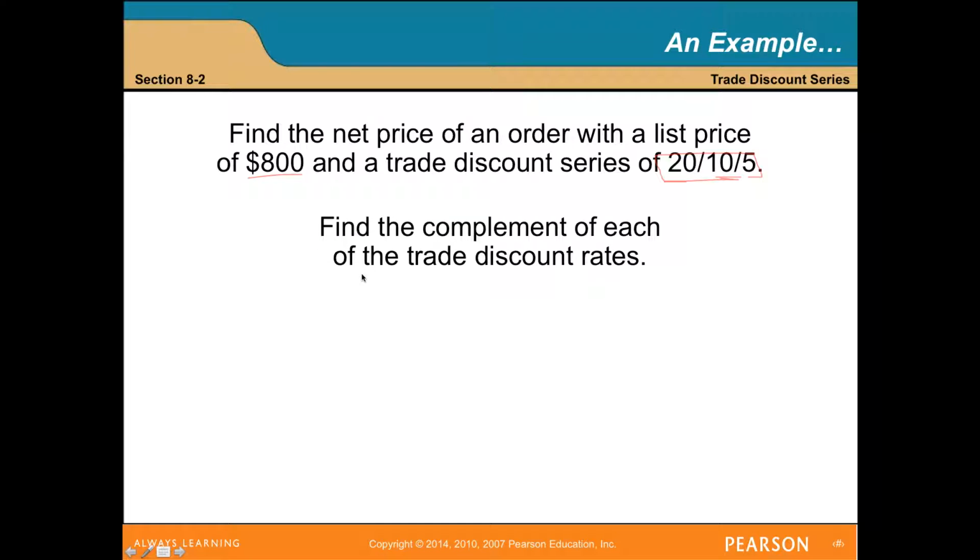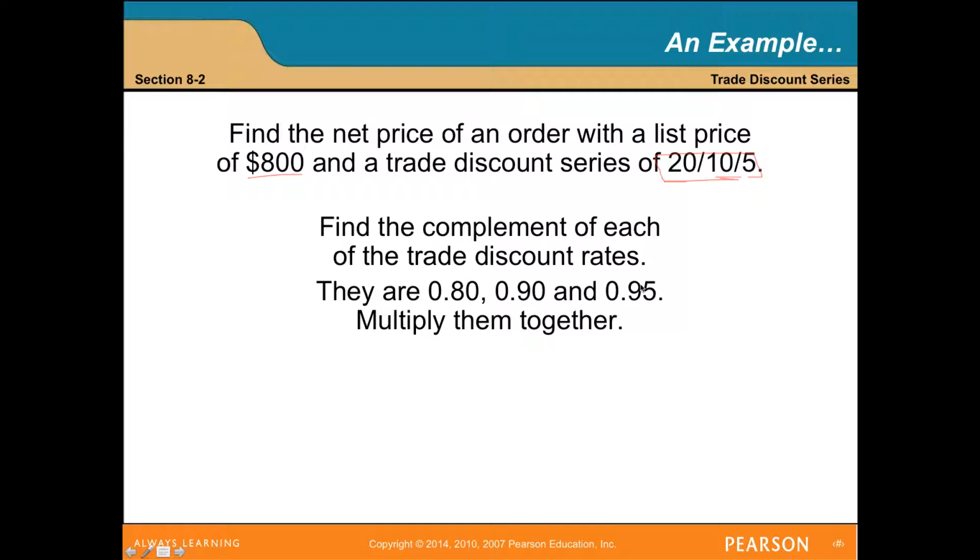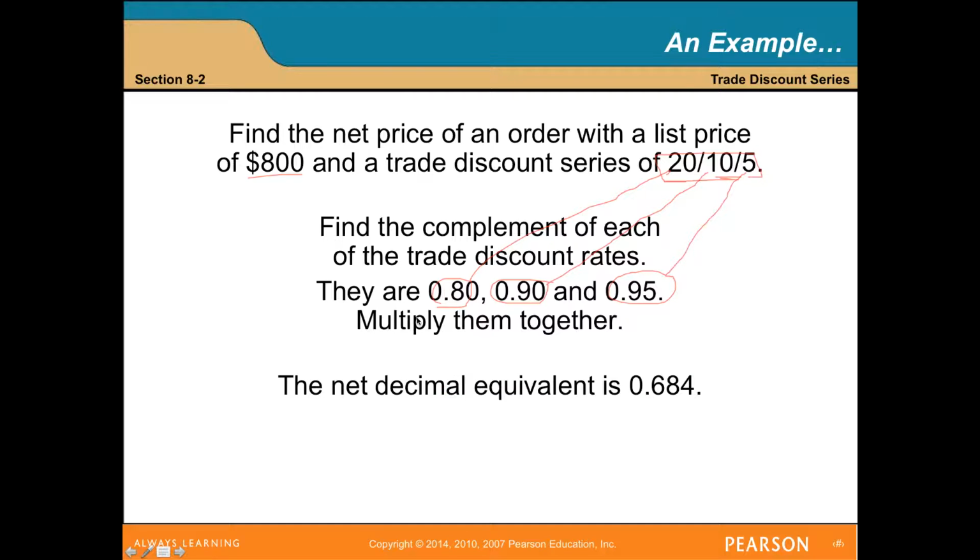Find the complement of each of the trade discount rates. They are 80% because 80 plus 20 is 100, 90% because 90 plus 10 is 100, and then 95% because 95 plus 5 equals 100. And then multiply them together. The net decimal equivalent is 0.684, when these are multiplied together.